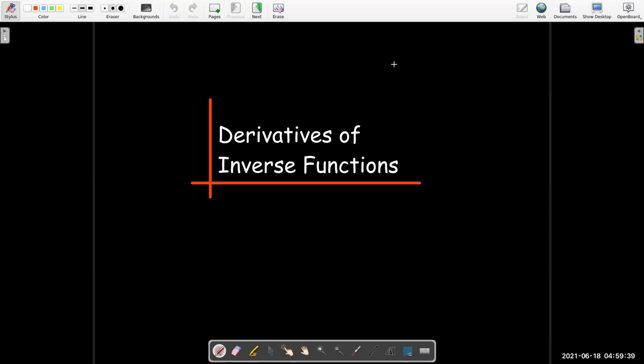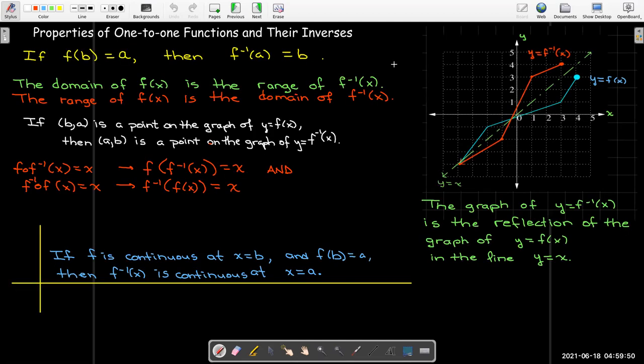In this video, we're going to learn how to calculate the derivatives of inverse functions. So let's review some of the properties of one-to-one functions and their inverses.